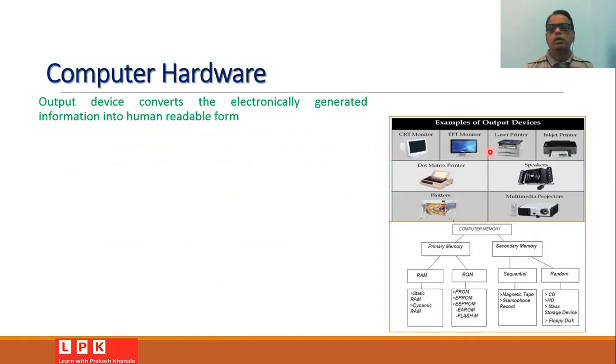There are different types of output devices, such as a CRT monitor or a TFT monitor, or sometimes we take the output in the form of prints, so a printer is used. Printers are of a variety of types: dot matrix printer, laser printer, inkjet printer. Or many times you can hear sound by making use of a speaker, or we make use of projectors or plotters. All these are output devices. Output devices convert the electronically generated information into human readable form.